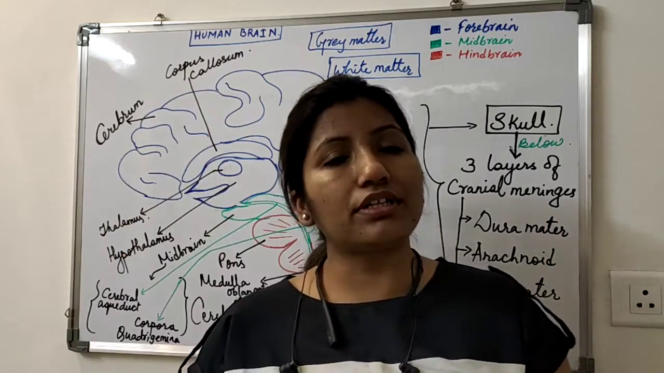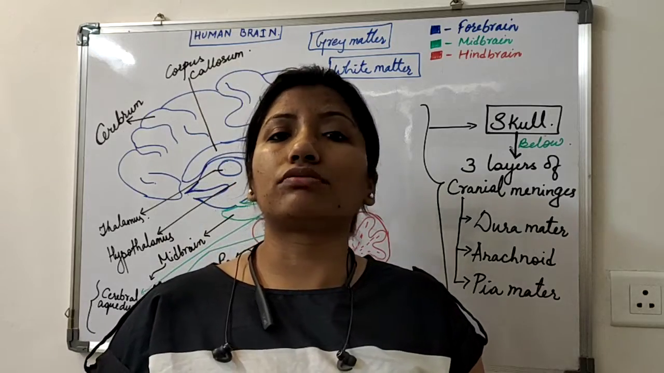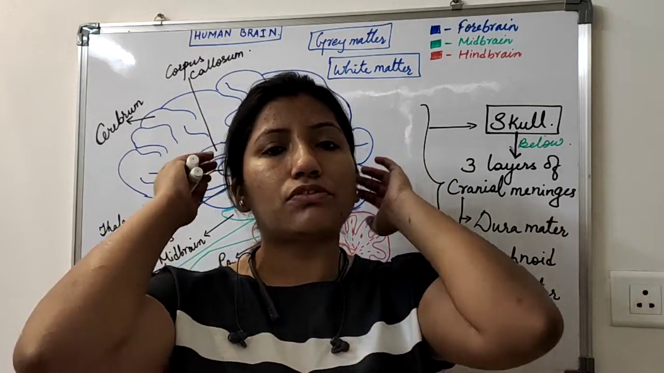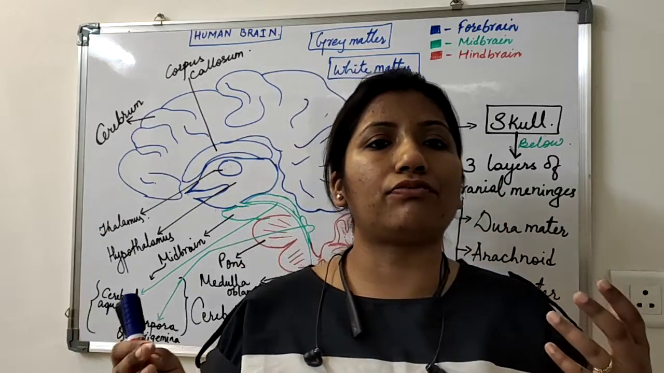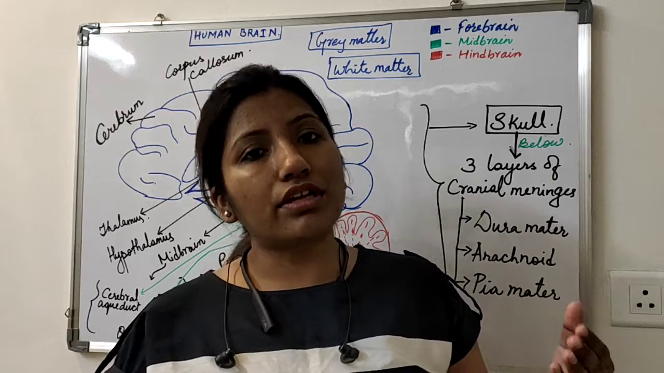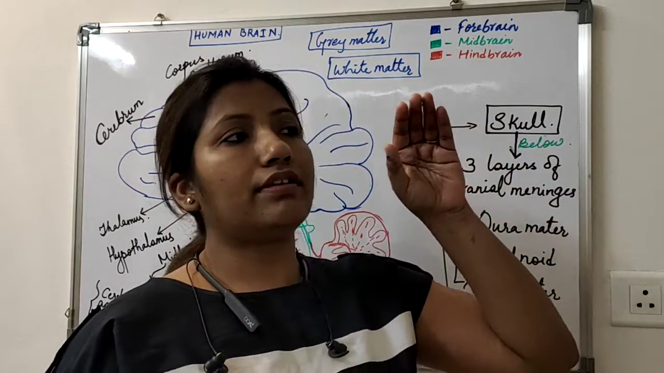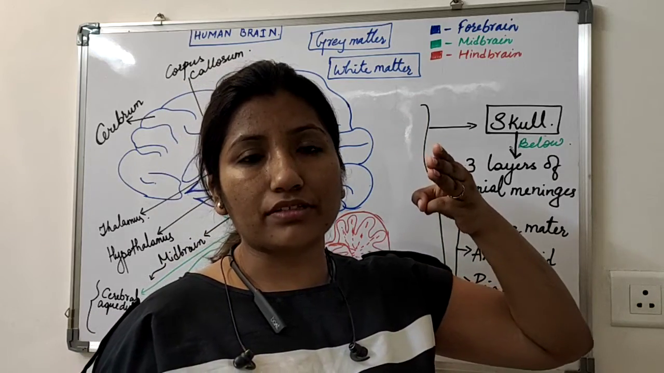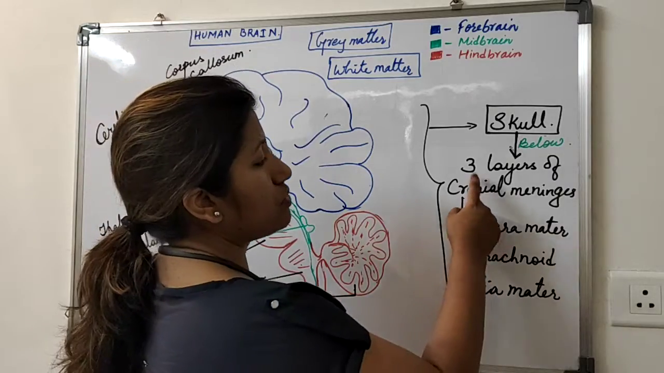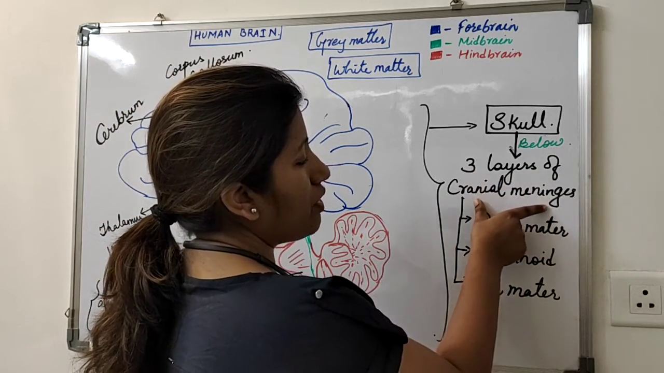Now where is this human brain located? It is located inside our skull, at the topmost portion of our body, that is the head. This head is composed of the skull, which is the skeletal part of our body, and inside this skull, right below the bone, there are three protective layers made up of tissues, known as the cranial meninges, okay, three layers of cranial meninges.